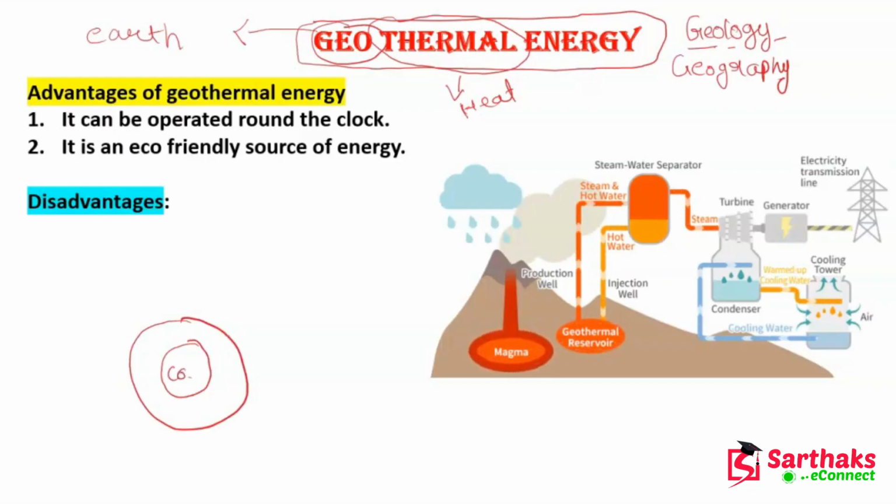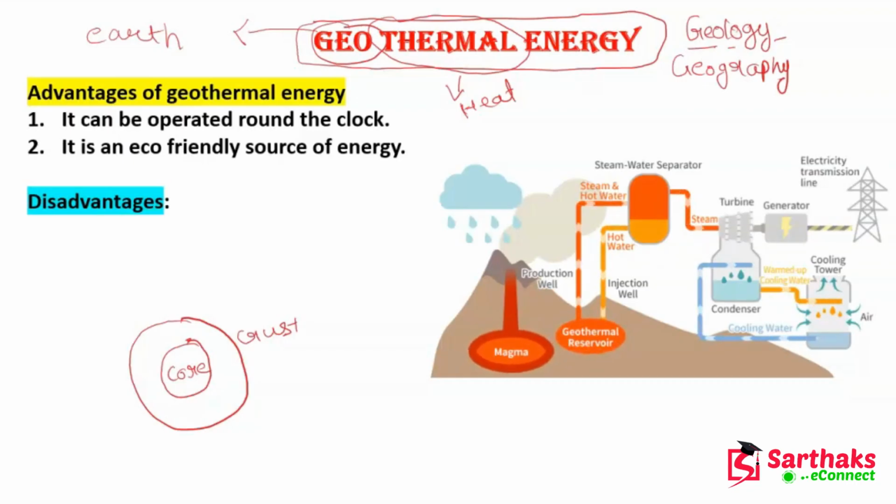Okay, this is the core and this outermost layer is the crust. So guys, this core is very hot. There is the presence of some magma, some molten rock, so the temperature of this layer is very high. We all know that the Earth is not a perfect sphere.